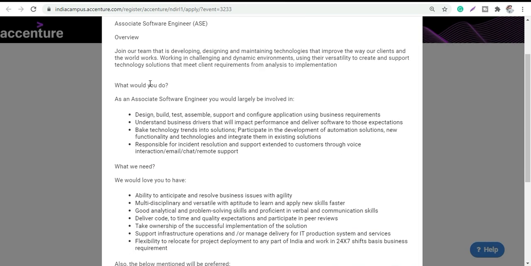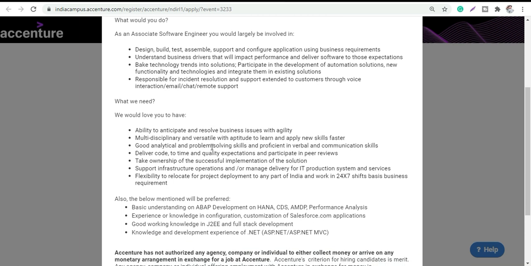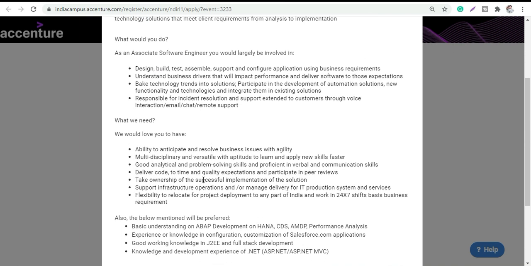So basically you can go through the job description completely, what all things are required. The basic things will be designing, building, testing, assembling, supporting, configuring applications using business requirements, then understanding the business drivers, then you should deliver software to those expectations, then be responsible for incident resolution and support extended to customers through voice interaction, chat, email or remote support as well. So you'll be doing this.